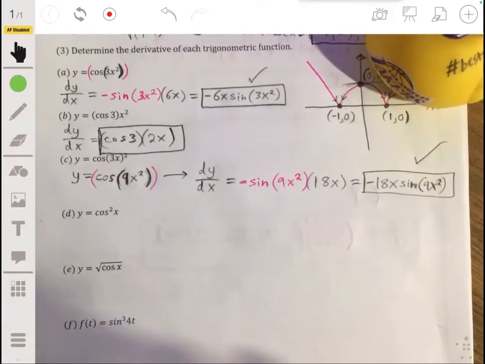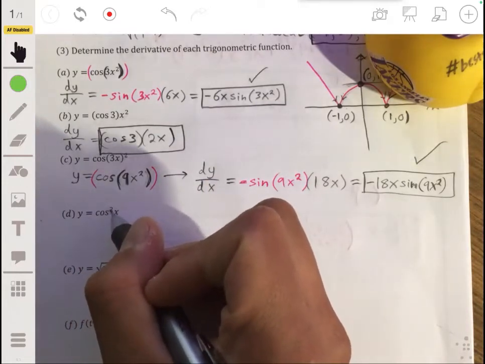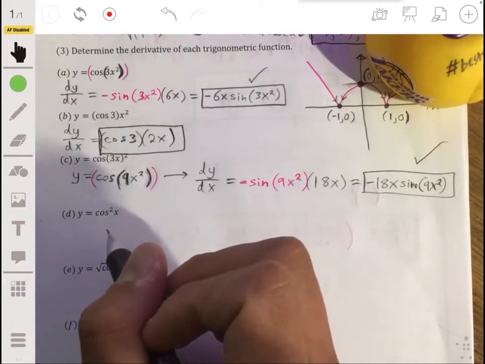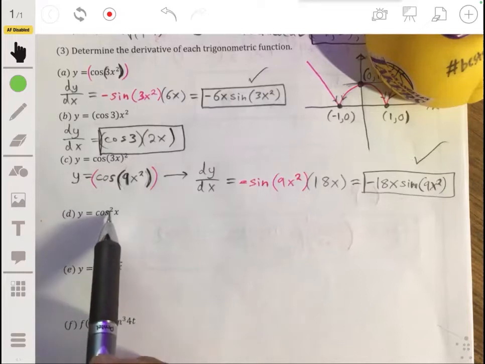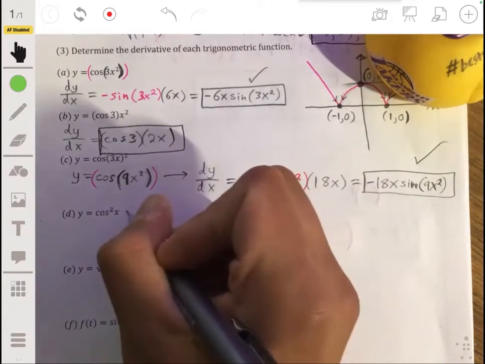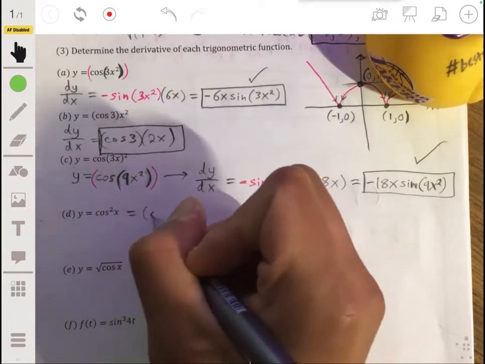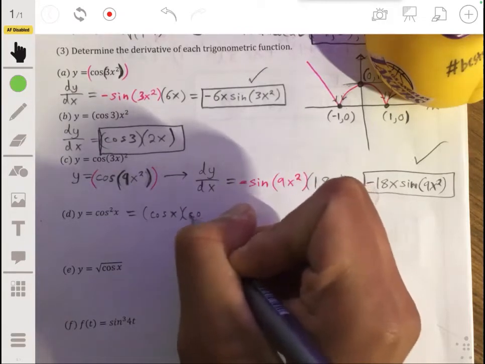All right, now in the next problem, we have y is equal to the cosine squared. We got this little 2 in a weird spot here. Now, again, remember with trig functions, they have a very unique way of expressing whether they mean for the entire function to be raised to the power of 2, or just the exponent, or just the variable. So when it's like this, it's basically saying that the entire cosine function is being squared. So this is the same as the cosine of x times the cosine of x.